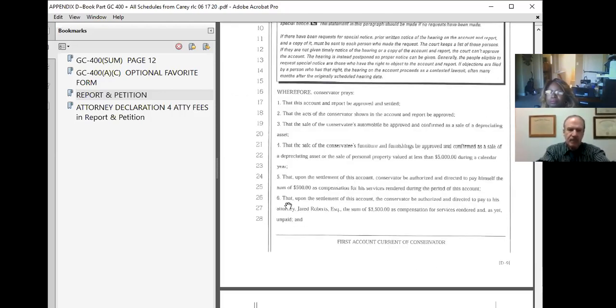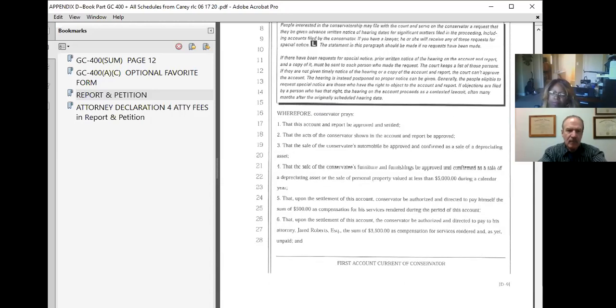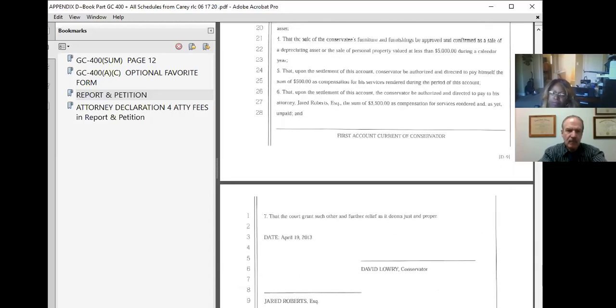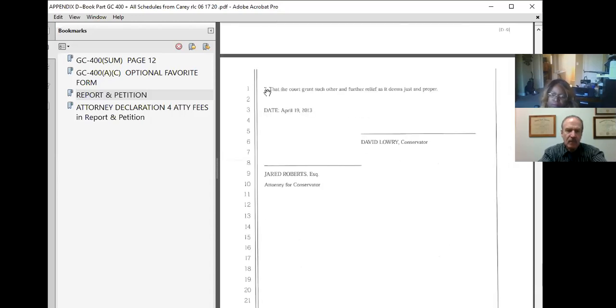You're also asking that as soon as the judge approves the accounting, I'm authorized to pay the attorney his compensation, which hasn't been paid yet. And I'm telling the judge, you grant whatever other order that you deem fit and proper. Even if I haven't included it here, I give you permission to grant whatever else you want to grant.